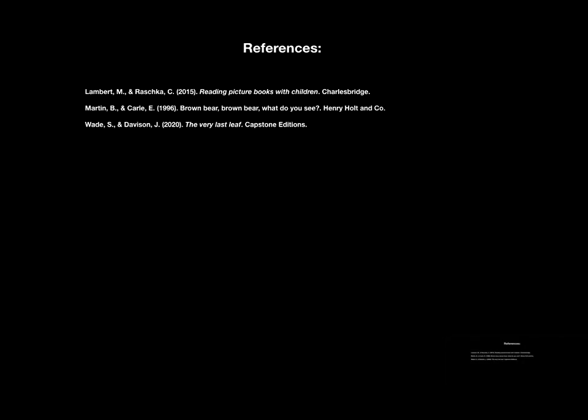So here's my reference page of the 2 books that I analyzed in Reading Picture Books with Children's Book. I encourage each and every one of you to read more books with an open mind and think about the whole book approach. Thank you for learning and analyzing with me today.